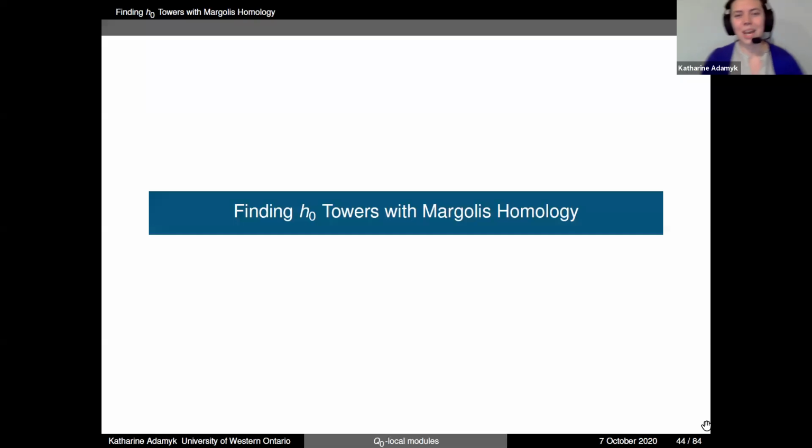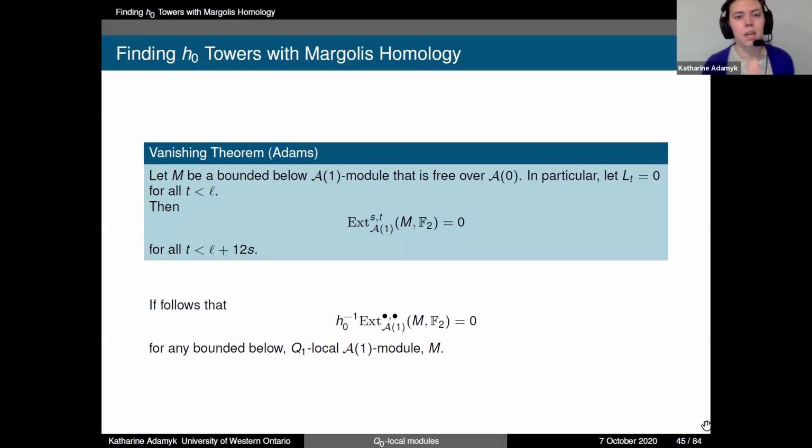How are we going to find those towers? It turns out you can actually find where they are using Margolis homology. So there's a theorem of Adams that says if you take a bounded below A1 module that's free over A0, then you get some vanishing line on Ext over A1 of this module. It follows that if I have a bounded below Q1-local A1 module M, h0 inverted Ext over A1 of M is 0. Why is that?